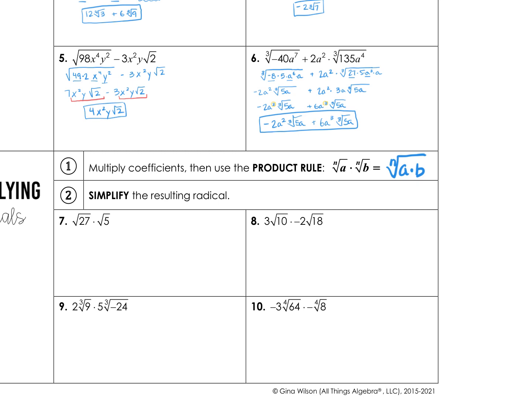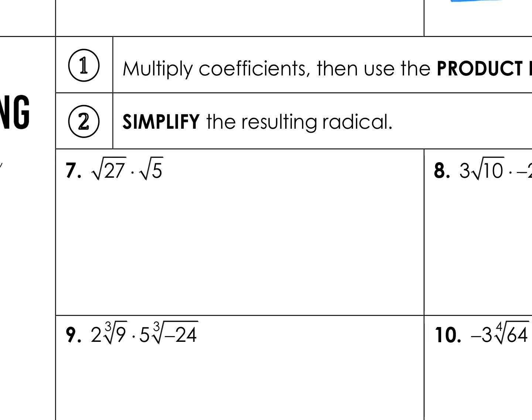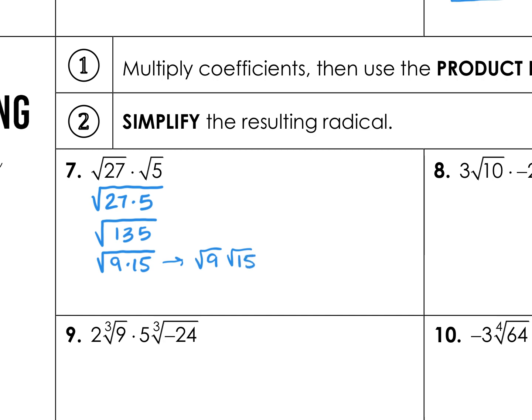These are both square roots, so I would rewrite this as the square root of 27 times 5, and let's see, 27 times 5 is 135. Then you want to break that down into perfect square factors. So that is 9 times 15. Incidentally, that could also be broken down like this. But then I just take out what's the perfect square and leave what's not a perfect square inside.